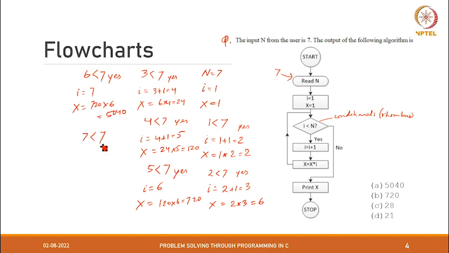When it checks 7 less than 7, this is not true. 7 is equal to 7. i is no more less than n. So here it will trigger the no, that is, it's a false condition. This condition is not satisfied, so it will go down the no route, and it will print x. And what is x here? You're basically printing 5040. So the answer here will be 5040, and then we stop the code.